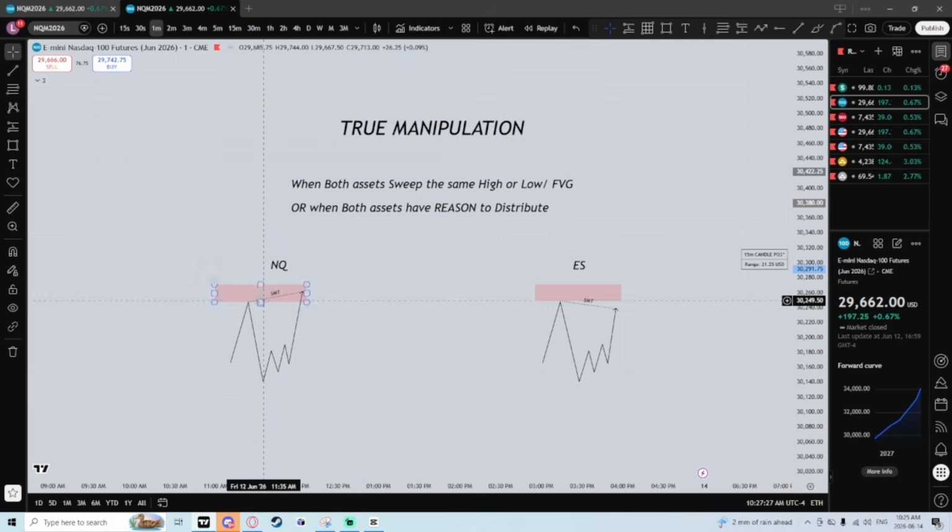NQ over here sweeps this high, manipulates into this unmitigated hourly fair value gap, leaving us with a bearish SMT because ES did not sweep the high and we left the 1 hour fair value gap unmitigated. Is this safe to take a trade off of?